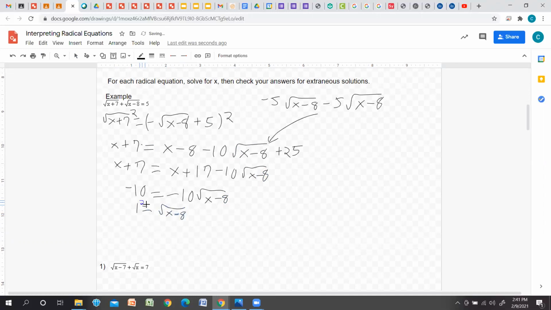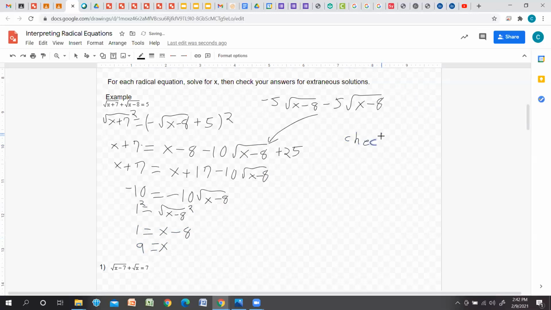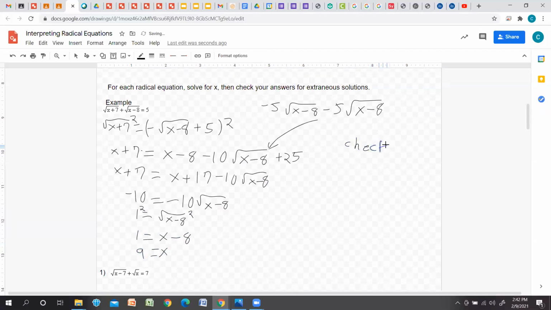Now we just square both sides. You get 1 equals x minus 8. So x equals 9. Okay, so we just check our solution. Just plug this into the original equation. Make sure it's the original equation.